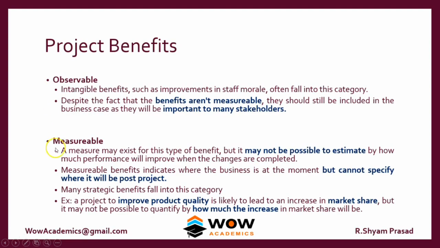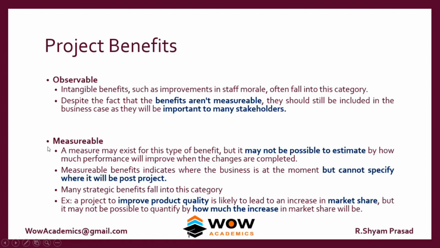The second one is called measurable. A measurable benefit is something where, at the time of creating a project, we don't know what kind of benefit will occur at the end. We can only make a guesswork of it, but even that guesswork can be wrong.